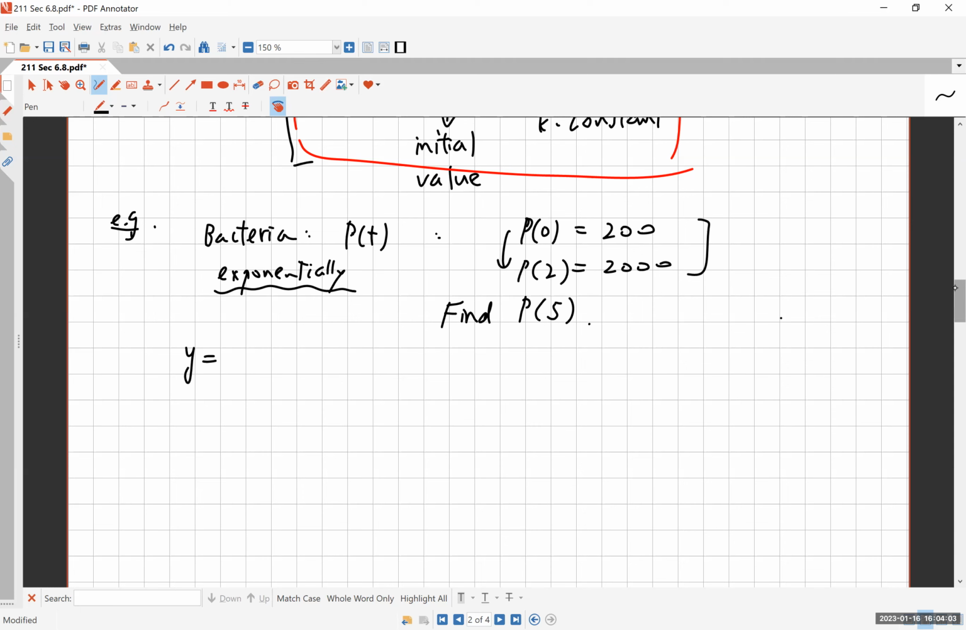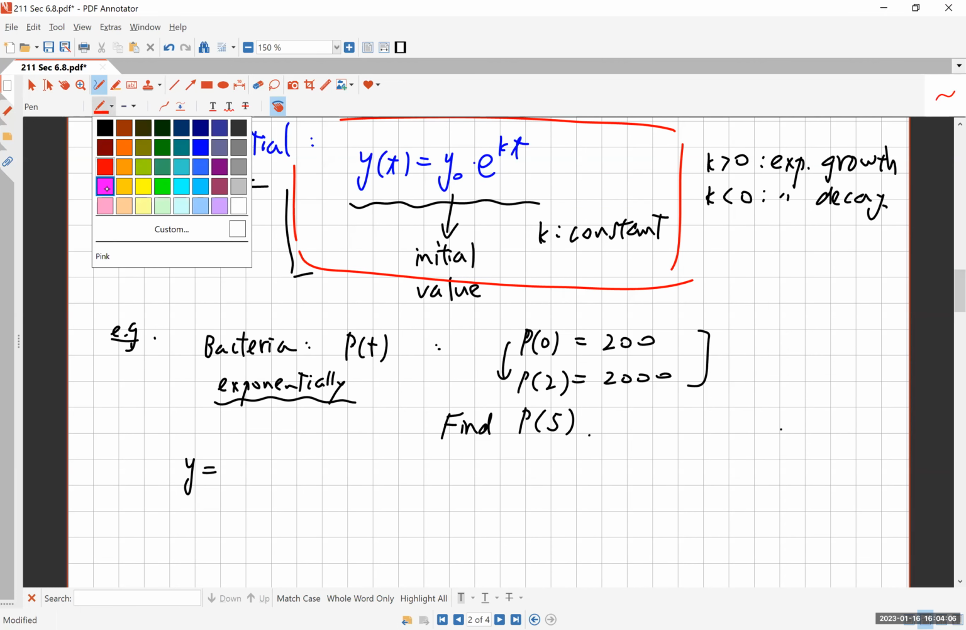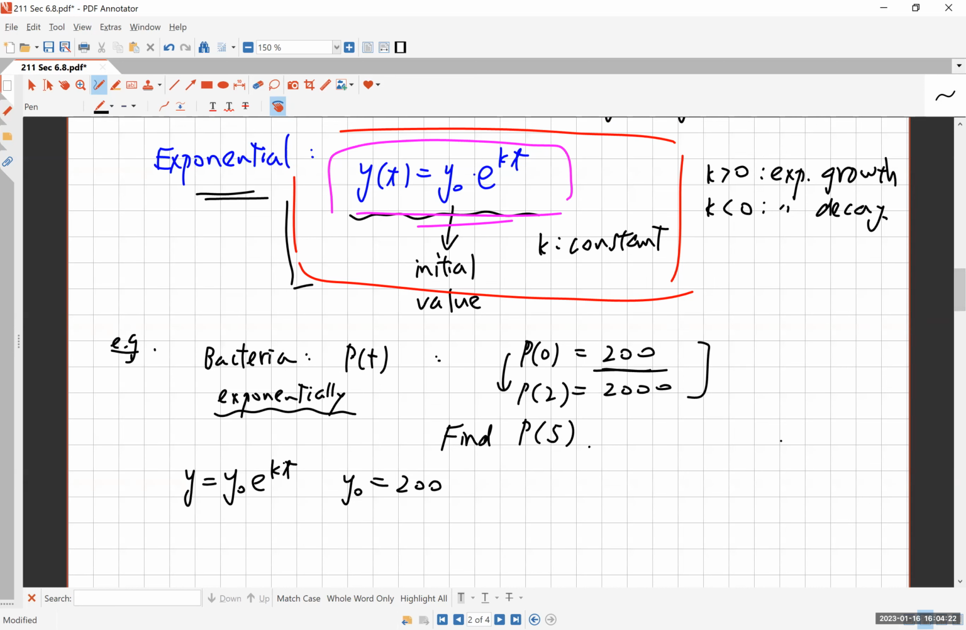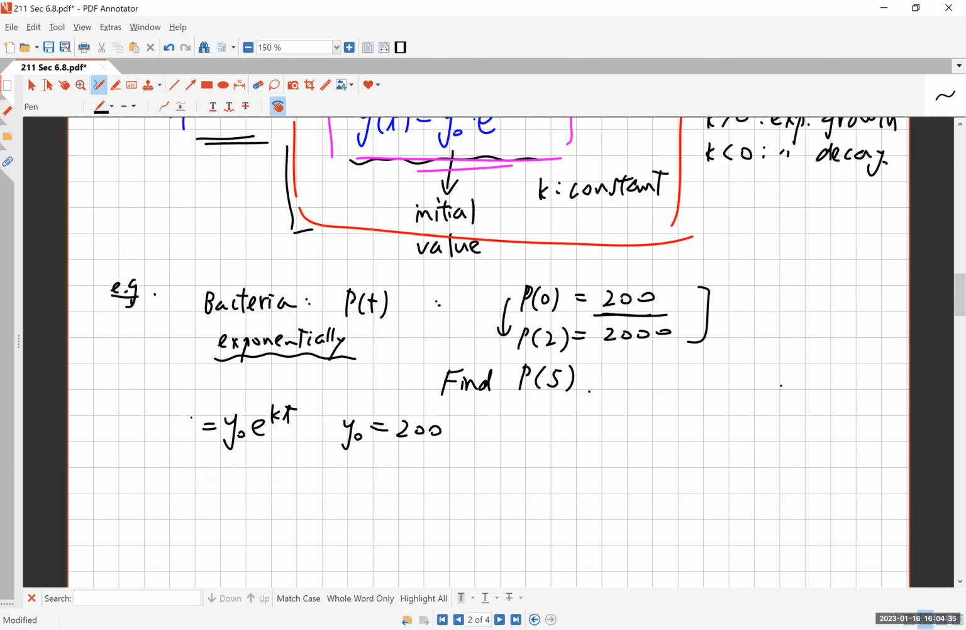Exponential growth always follows this equation: y is y naught times e to the kt. Y naught is 200 in this case. Remember, it's always the initial value. The way to remember that is when t is equal to 0, y is y naught times 1, which is y naught. We can call it p, so P of t is 200 times e to the kt.